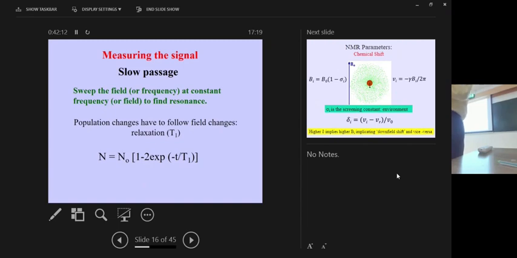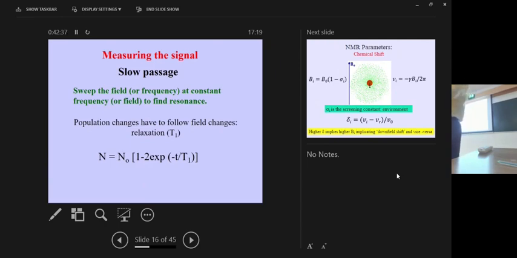What is it that it depends upon? It depends upon a particular property known as the relaxation. Population changes have to follow the field changes, and this is determined by relaxation. In other words, once energy is absorbed, the system tends to come back to equilibrium. It loses the energy. We will see how it loses the energy. It tries to acquire the equilibrium again.